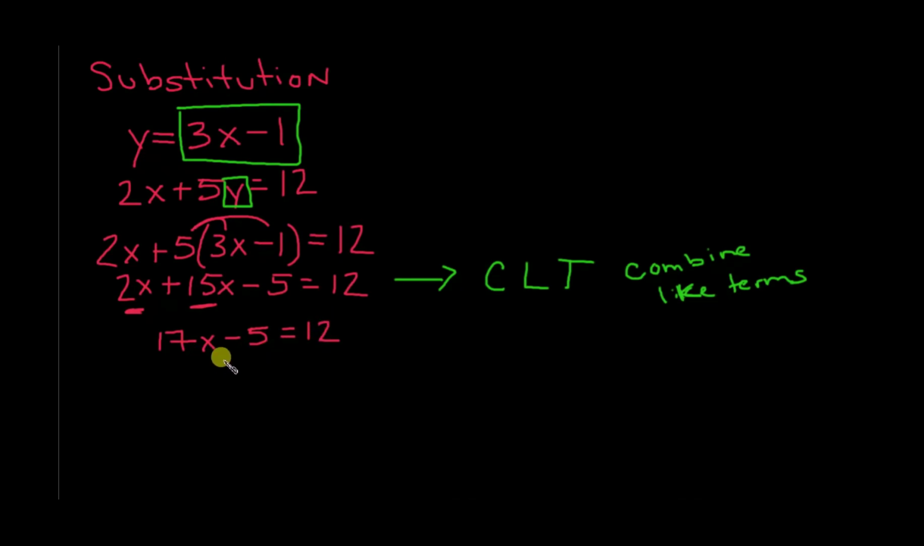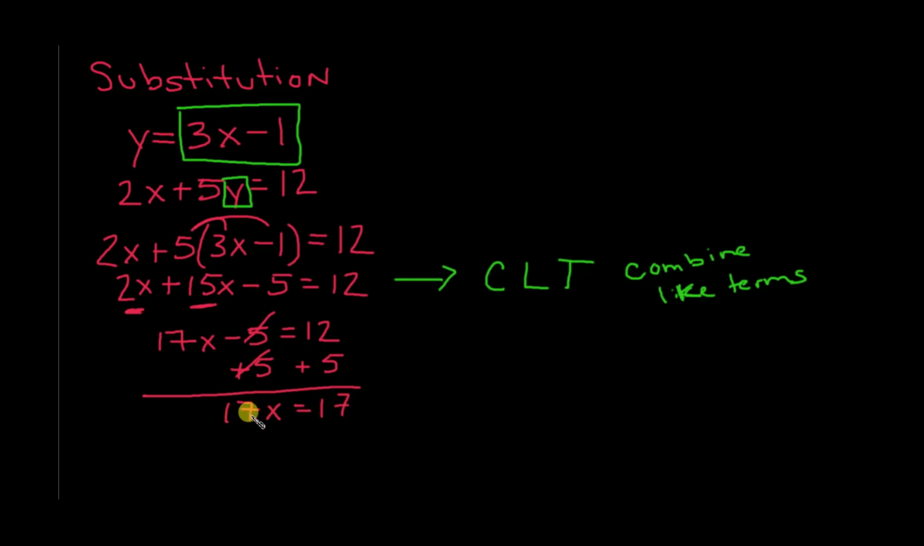Now in basic algebra, you have to get x by itself. We need to solve for x, find a value for x, so we can plug back into the original equation. So if this is a negative 5, we need to add 5 to both sides of the equal sign, because in algebra, what you do to one side, you must do to the other. This cancels out the 5's. We now have 17x is equal to 17.